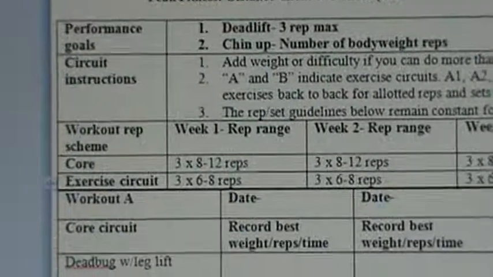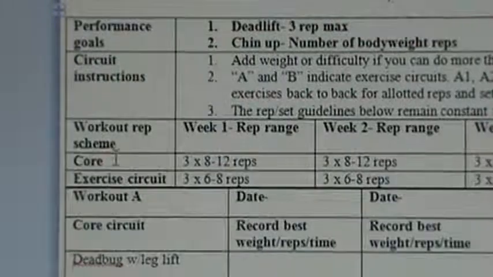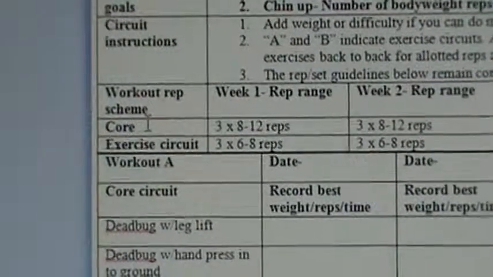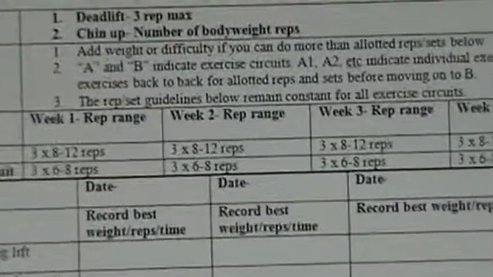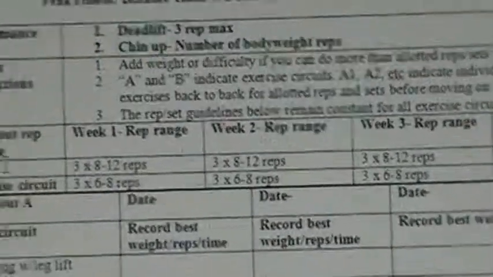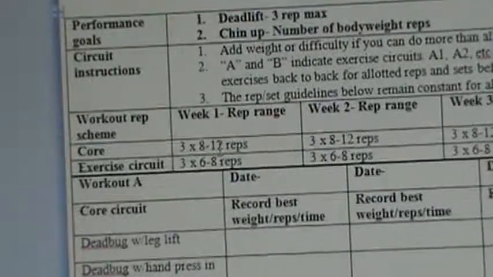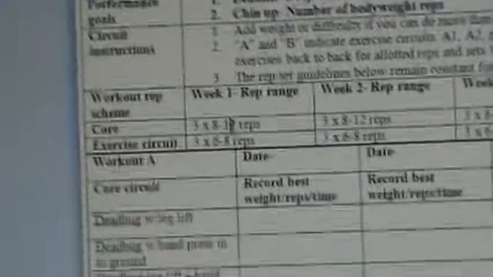Now the next thing to look at is our workout rep scheme. For each exercise here we have our core circuit and then we have our exercise circuits. I'll get into those in a minute, but with our core circuit we can see we have week 1, week 2, week 3, and week 4. So this is a 4-week program and we just assign rep ranges for each week. If you can do more than 8 to 12 reps, you need to move up in difficulty somehow.